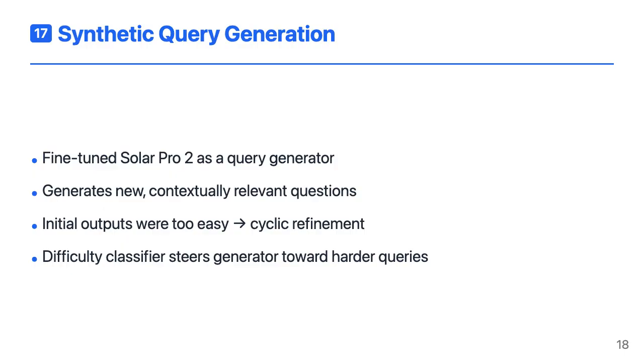To get enough challenging questions, the authors don't just rely on existing datasets. They fine-tune SolarPro 2 to act as a query generator. Given seed texts, it produces new, semantically related questions. At first, the generator tends to produce easy, shallow queries. To fix this, they use the difficulty classifier to score generated questions, then iteratively retrain the generator to favor harder ones. This cyclic process gradually shifts the distribution toward more demanding, reasoning-heavy queries across domains like math, code, science, and medicine.